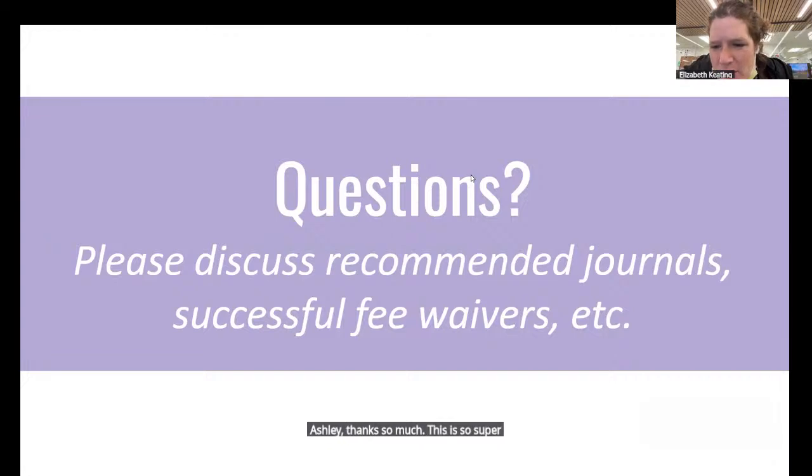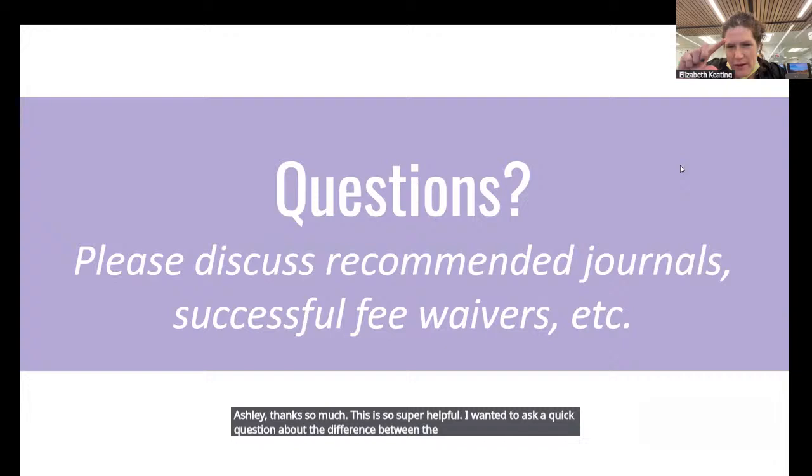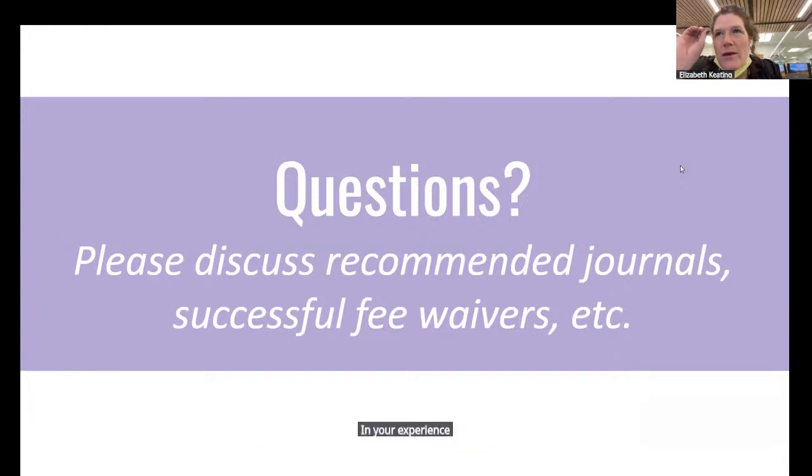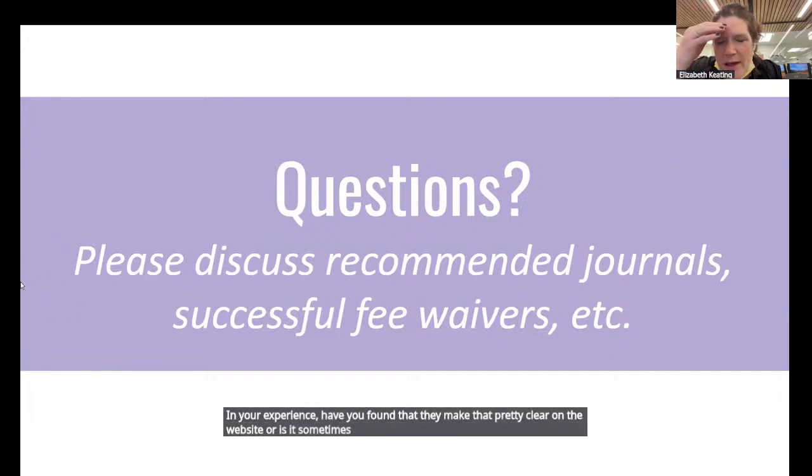I wanted to ask a quick question about the difference between the conventional, the hybrid, and the open access. In your experience, have you found that they make that pretty clear on the website, or is it sometimes harder to find?